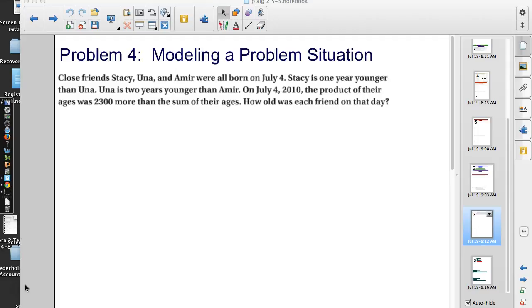Because that has to be my variable. That's my starting place. What do I have no information about? Close friends, Stacy, Una, and Amir were all born on July 4th. Strange coincidence. Stacy is 1 year younger than Una. Una is 2 years younger than Amir. On July 4th, 2010, the product of their ages was 2,300 more than the sum of their ages. And of course the question is, how old are they?